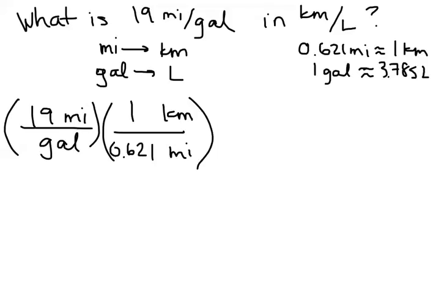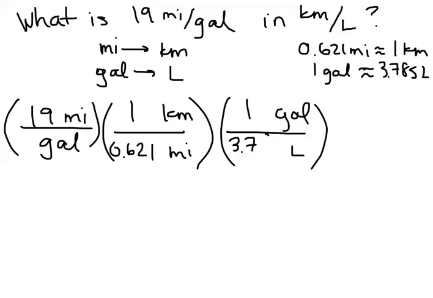Now I can move on to my volumetric units. Where do I have to put gallons to get rid of it? Top, beautiful. Which means that gallons are going to go on the top and liters are going to go on the bottom, which is exactly what we want at the end. We want to end up with kilometers on the top, liters on the bottom, because it's kilometers per liter. Now let's put in our 1 gallon equals 3.785 liters. And we get a number, 8.3 kilometers per liter.